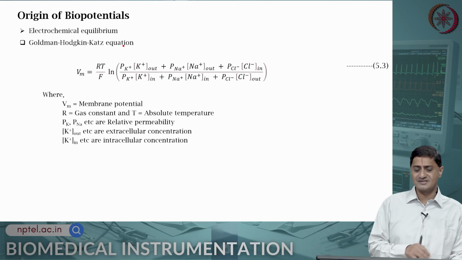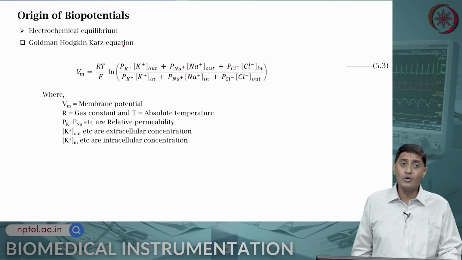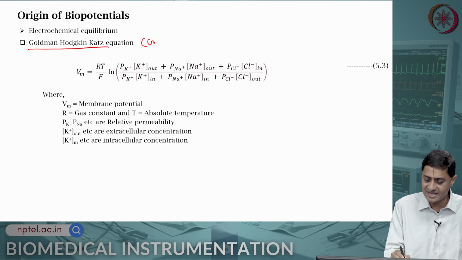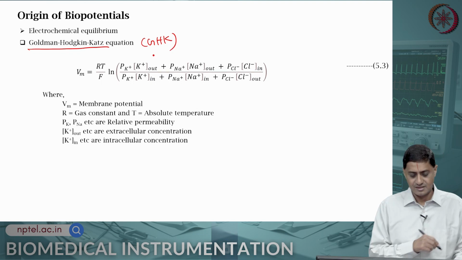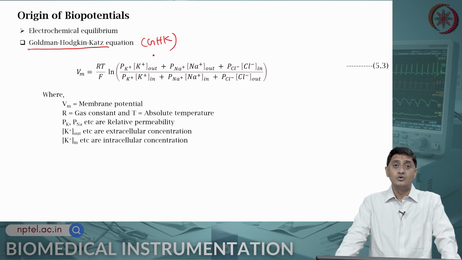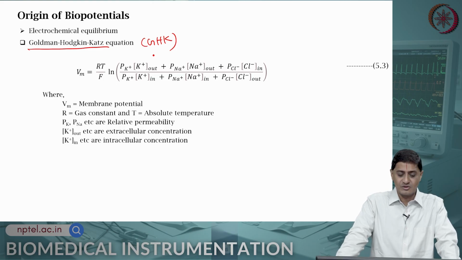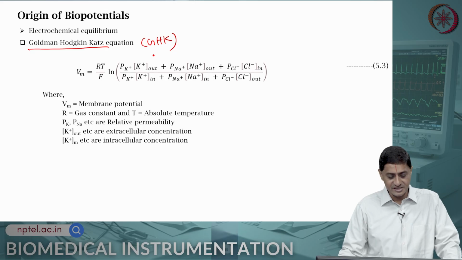Another way to represent the same thing is the so called Goldman-Hodgkin-Katz equation, or the GHK equation. Two Nobel laureates, Hodgkin and Bernard Katz, are part contributors to this equation. It turns out that instead of representing these as conductances, I could represent these as permeabilities, relative permeabilities. Now, PK, PNa are relative permeabilities.